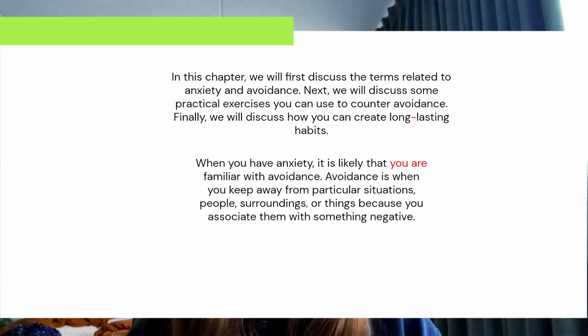The final paragraph also has some repetition with the word avoidance. So the author can remove this by recasting the sentences. For instance, "When you have anxiety, it is likely you're familiar with avoidance. This is when you keep away from particular situations, people, surroundings, or things because you associate them with something negative." Or it's possible to also shift them around. So it becomes "Avoidance is when you keep away from particular situations, people, surroundings, or things because you associate them with something negative. If you have anxiety, you are likely familiar with this phenomenon."